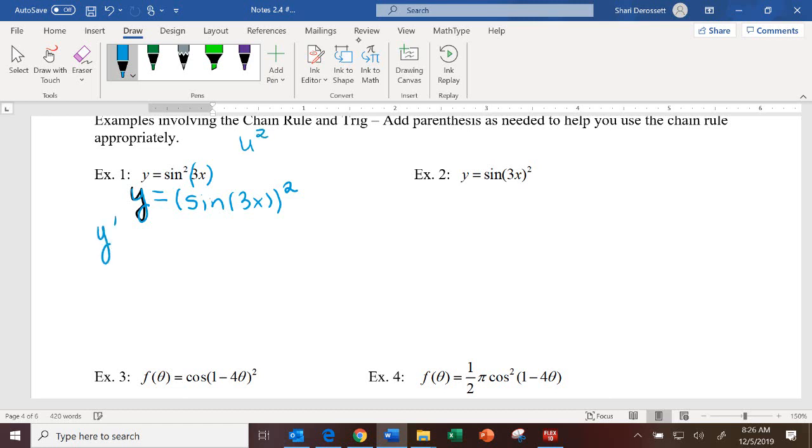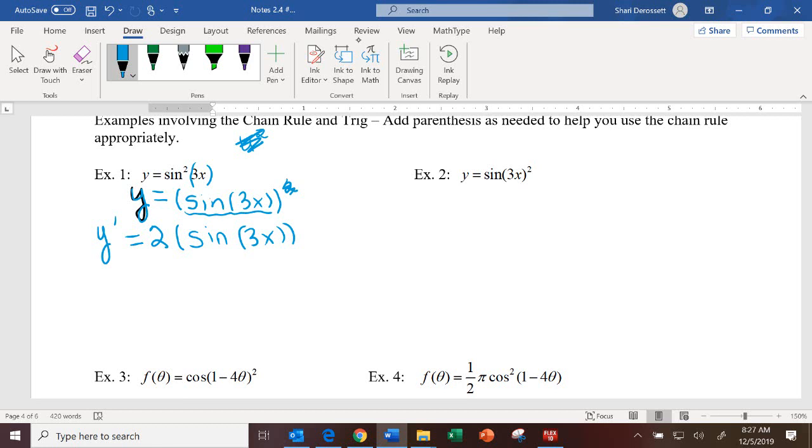What is the derivative of u squared? 2u. So I'm going to have 2, and I don't change that u. So it's going to be 2 sine 3x, just to the first. So now I did the derivative of u squared, so that's gone. So working inside now, what's the derivative of this? Now that's going to be our u. That 3x is our u.